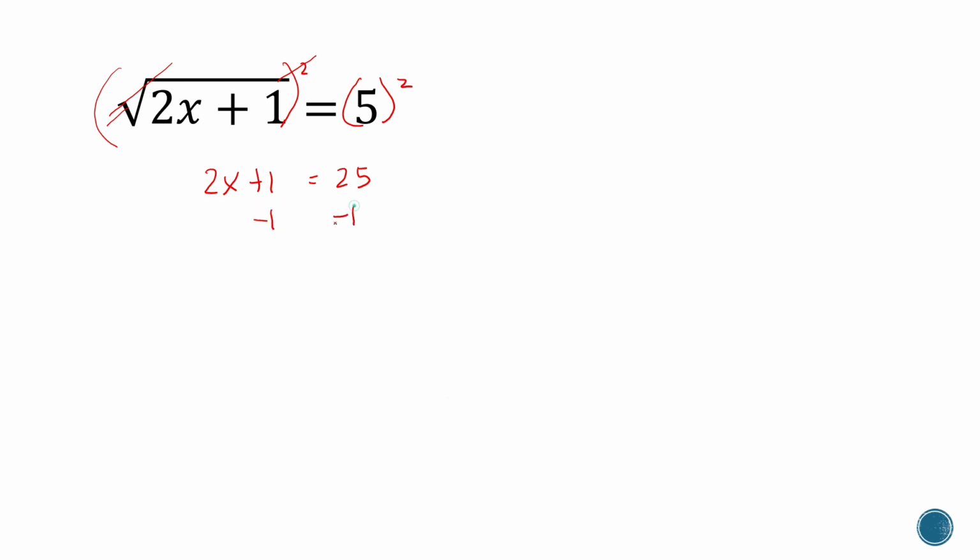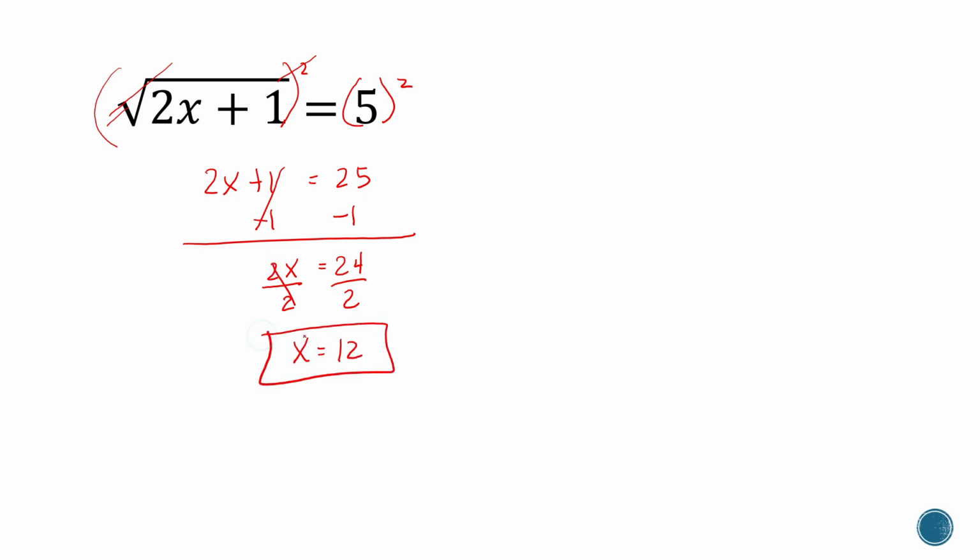And then subtract 1 on both sides. This will be 2x equals 24. Then finally divide by 2 on both sides. So there you go, the answer is 12. Let's go to the next example.